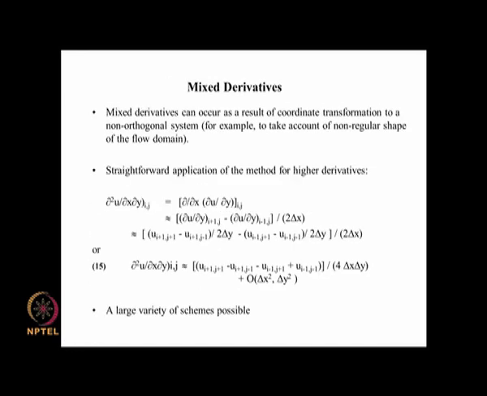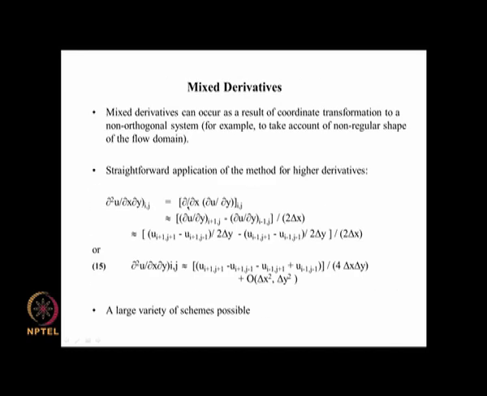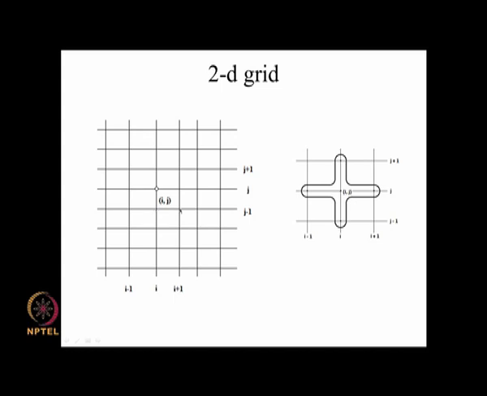Now, what we have done for the second derivative and third derivative, we can also do for a mixed derivative. What we mean by mixed derivative is, for example, a term like dou square u by dou x dou y. Since a mixed derivative requires at least two independent variables x and y, we are now talking about a partial derivative dou square u by dou x dou y at point ij. So we are looking at a two dimensional grid like this.